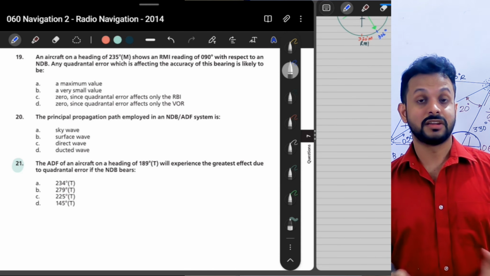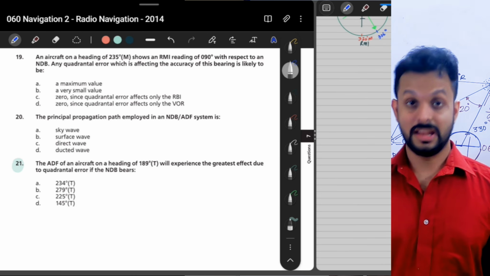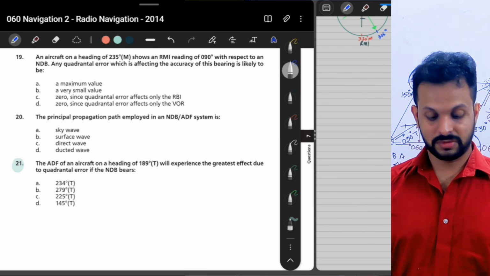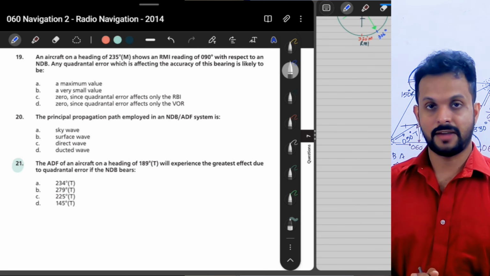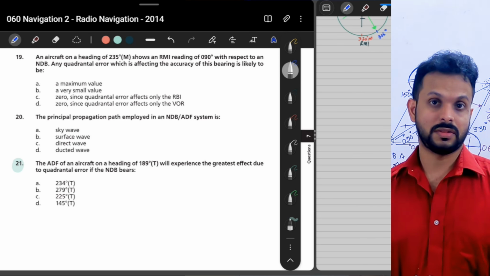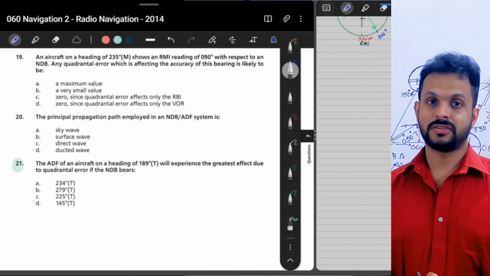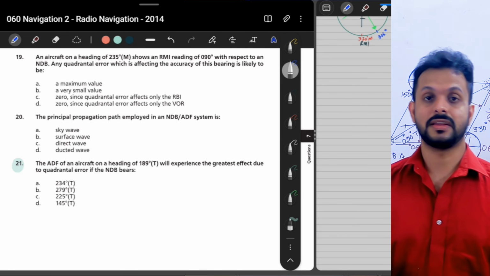Even though we know that static interference is the one that is having the highest amount of error in an NDB ADF system, this is also significant and a unique, a separate error which none of the other navigation aids have, right? If you look into some of the quadrantal errors which are associated with the celestial navigation system, that's a bit different from this, so don't really get confused with that and the one that we study under NDB.